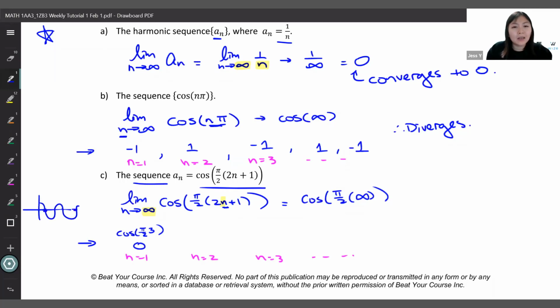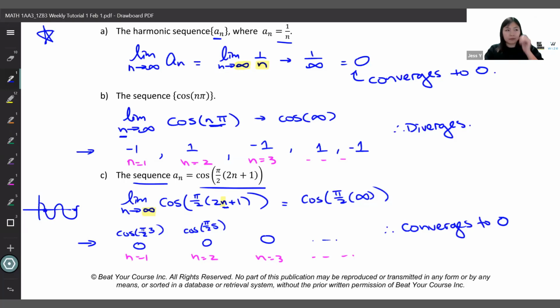So the next one, when n equals 2, this gives us cos of pi by 2 times 4 plus 1, which is 5. Again, that's going to be 0. The next one is going to be cos of 7 pi by 2. It's going to be 0. Cos of 9 pi by 2 is 0, and so on. So every single number is just 0. So therefore, this one converges to 0. Okay? So always check the limit first. If the limit gives you a number, you're done. If the limit is undefined, you don't know what's happening, you have to check this n equals 1, n equals 2 thing.